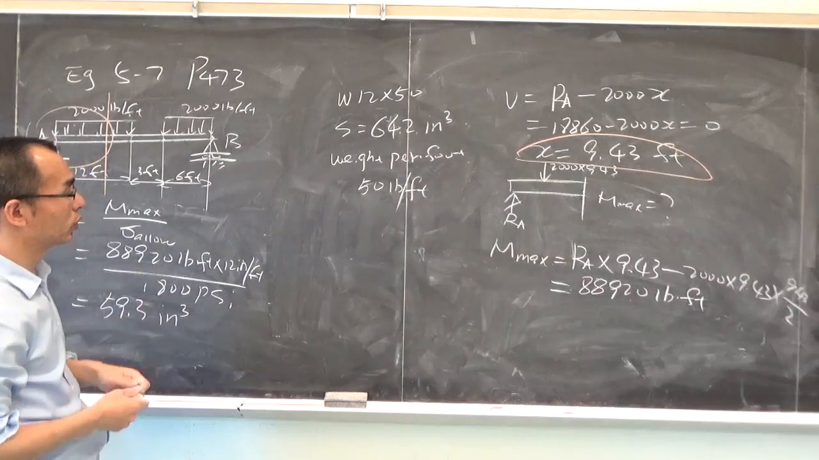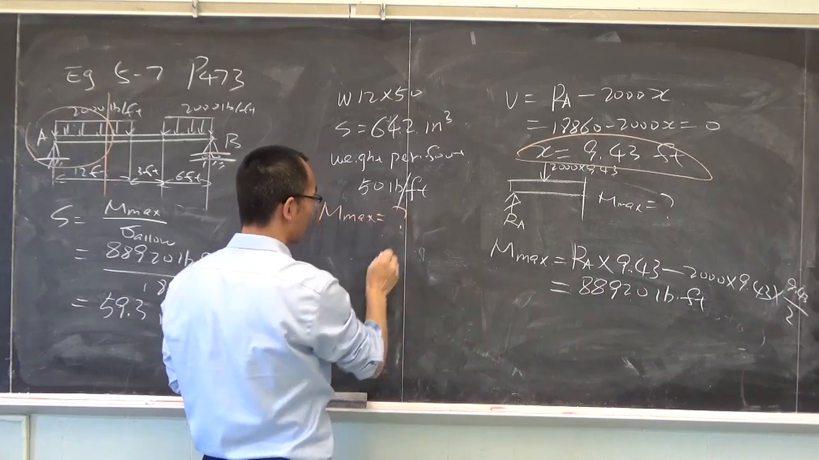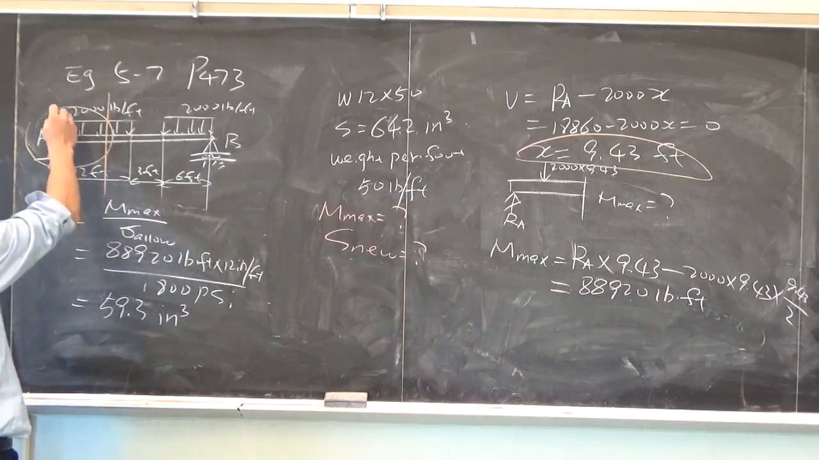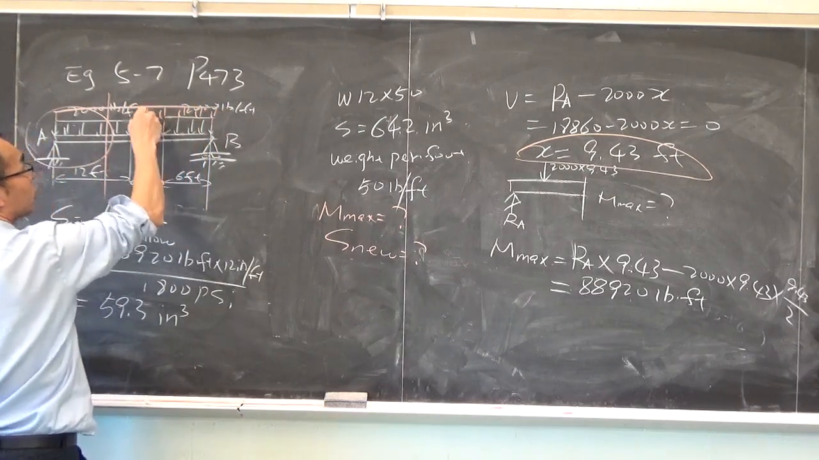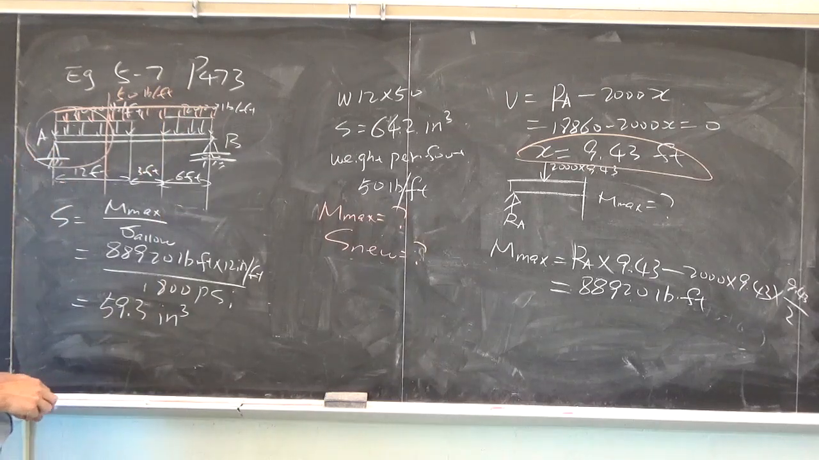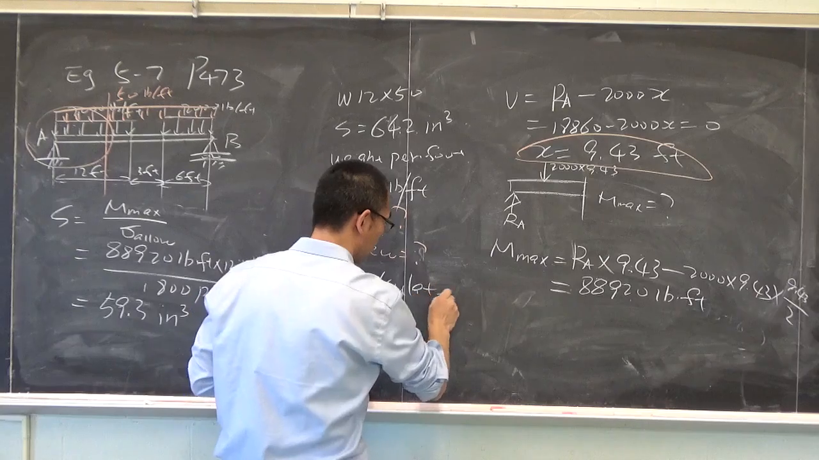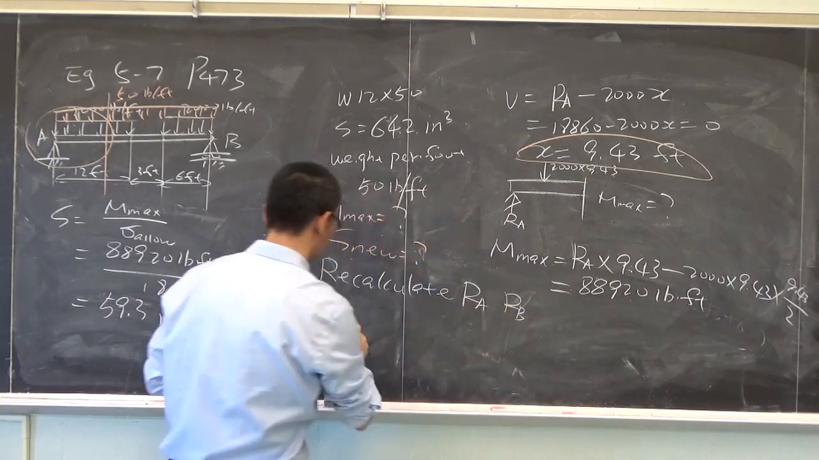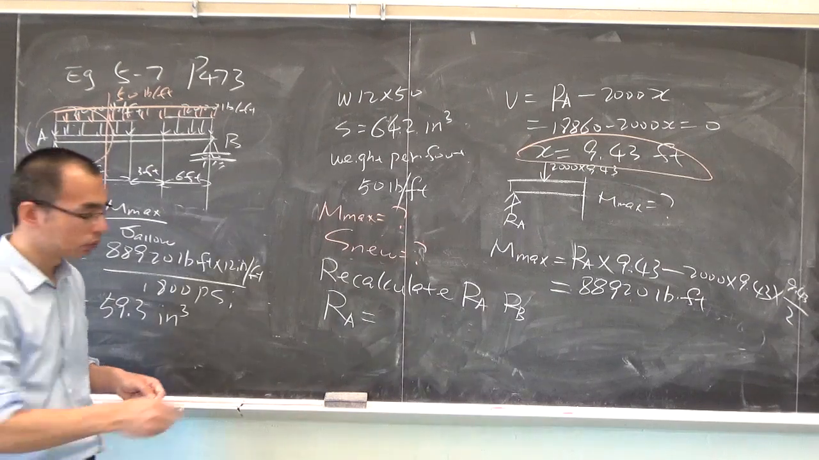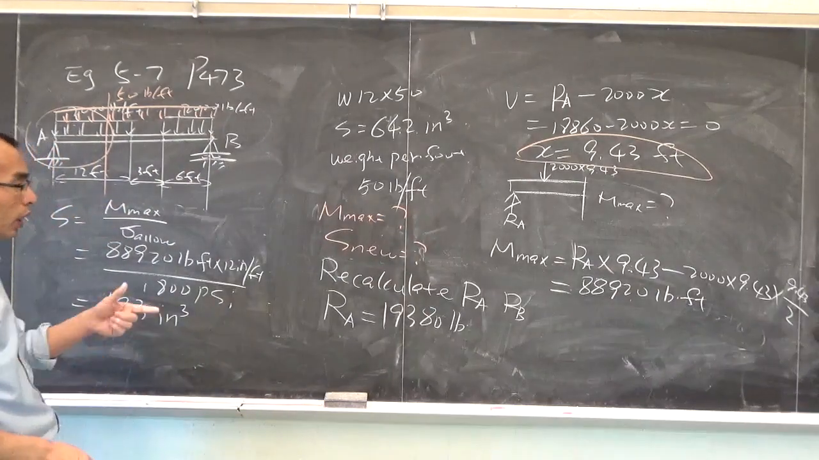So then the next step we need to figure out, okay, what's the new maximum value, right? And then we have a new section modulus. Okay, just to repeat. So apparently, okay, then we have a new load applied, right? This one is 50 pounds per foot. So we need to recalculate RA, RB, right? So to save time, I just give you the new RA is equal to 19,000 pounds.